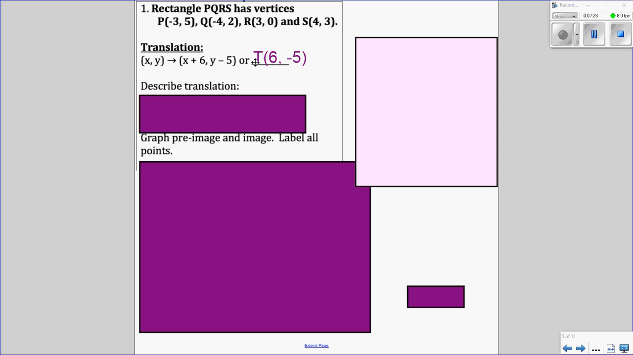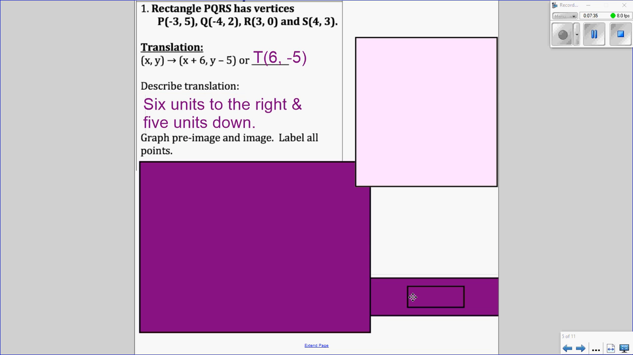That tells you that you're doing a translation, and this is telling you how this original image or original point is going to be moved. So to describe this translation, basically 6 units to the right because it's positive, and 5 units down because it's negative. Remember, X is horizontal, Y is the vertical shift, up or down.